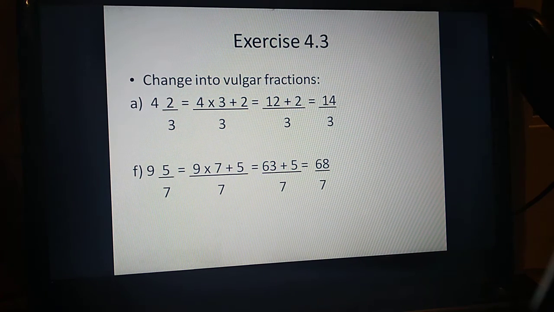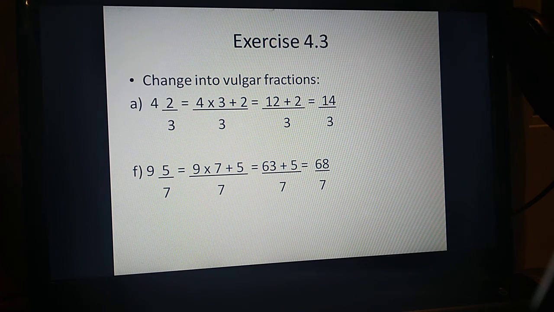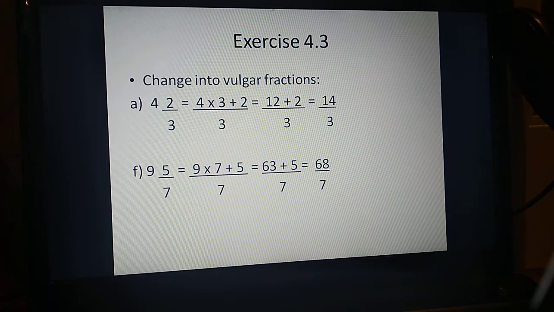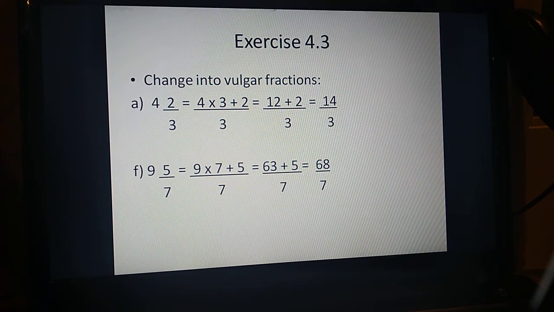Good job. Part F says 9 and 5 out of 7. Now you multiply 9 by 7, that's 63. Don't forget to add 5. That's 68 out of 7. Good job.